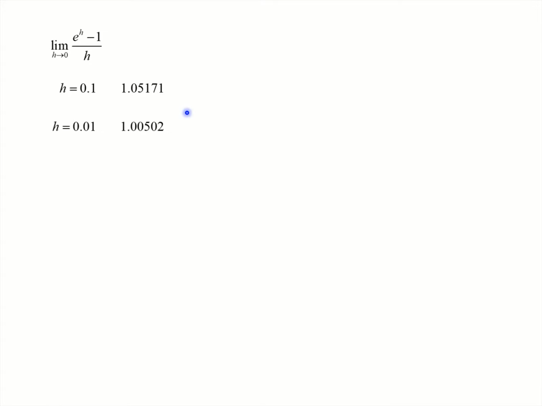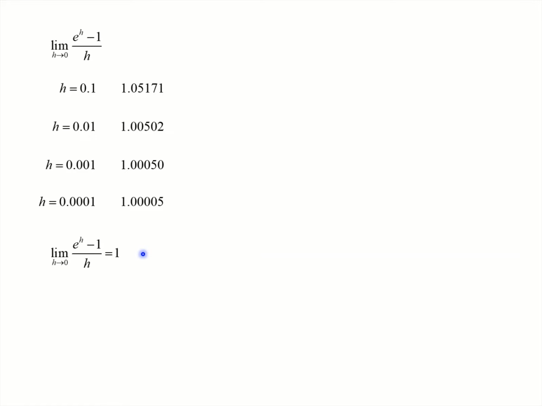Well, I'm going to get closer to 0, so maybe h could equal 0.01. So look, this number changes a little. This number is 1.00502. I'm going to let h equal 0.001. Interesting. And I'll let h equal 0.0001. And so what is happening to this expression? It looks like it's getting closer and closer to 1. So, not that we should always do things numerically, but I'm going to do that this time. The limit of that expression equals 1.